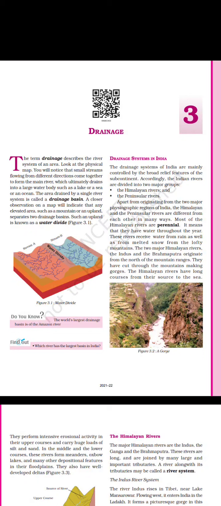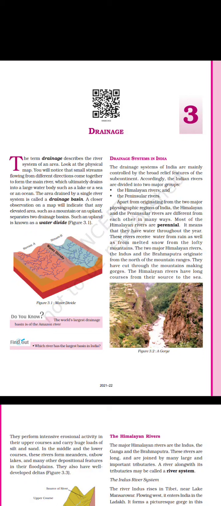A gorge. The term drainage describes the river system of an area. Look at the physical map. You will notice that small streams flowing from different directions come together to form the main river, which ultimately drains into a large water body such as a lake or a sea or an ocean. The area drained by a single river system is called a drainage basin. A closer observation on a map will indicate that any elevated area such as a mountain or an upland separates two drainage basins. Such an upland is known as a water divide.